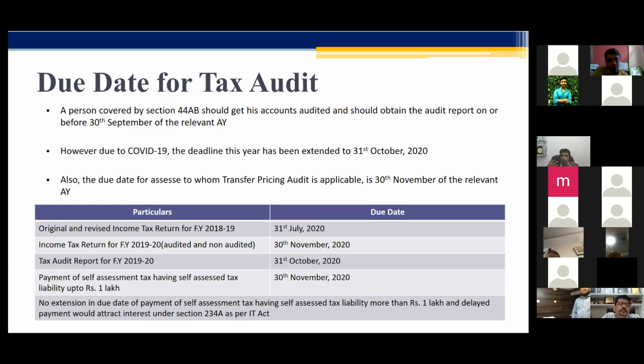Now, after COVID, these dates have been changed. Income tax return filing has been extended to 30th November. Once the income tax return date has been extended to 30th November, obviously the tax audit report date also gets extended to 31st October, because as per the law today, the filing of the tax audit report is 1 month prior to the date prescribed under the income tax return. So your tax audit date will remain 31st October. You need to file your form 3CD before 31st October. Returns of those particular assessees can be filed by 30th November.